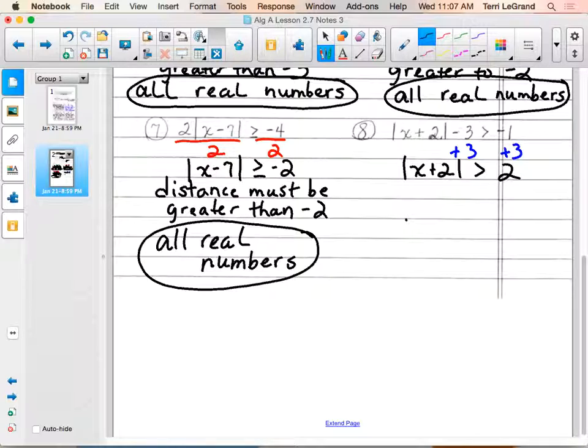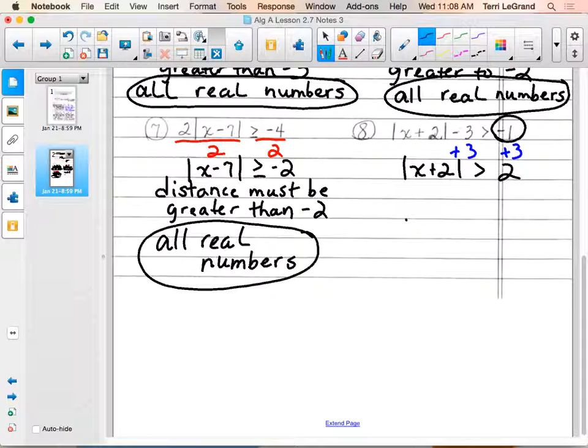Because here's what you might have done. You might have looked at this one and said, oh, there's a negative on the other side, this is a special case. But can you make that decision at the beginning? Always? No, you have to make sure the absolute value expression is by itself first. So let's finish this one because we know how.